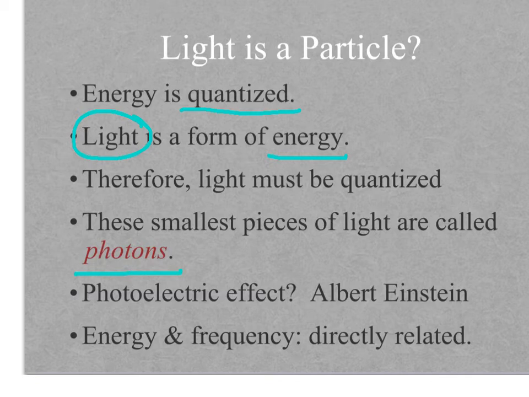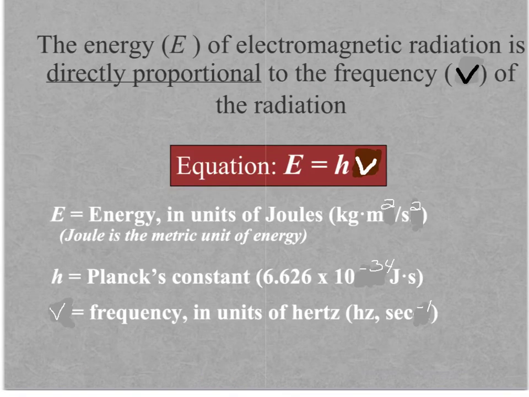Albert Einstein came up with the photoelectric effect, and just know that energy and frequency are directly related, which means that when the energy goes up, frequency goes up. When energy goes down, frequency goes down. They move in the same direction. The energy of any kind of electromagnetic radiation is directly proportional to the frequency. So again, that means that they move in the same direction. When energy goes up, frequency goes up, and vice versa. The equation that we use for this is energy equals H times V.